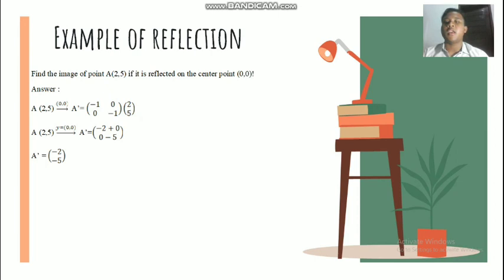Okay, in this example, if the point A(2, 5) is reflected on the center point, the answer, or the image of the point, is (-2, -5). Okay, so it can be concluded that in reflection, even though the starting point is the same, if it is reflected on different axes, then the result will be different. Okay, I think that's enough about the examples of reflection.